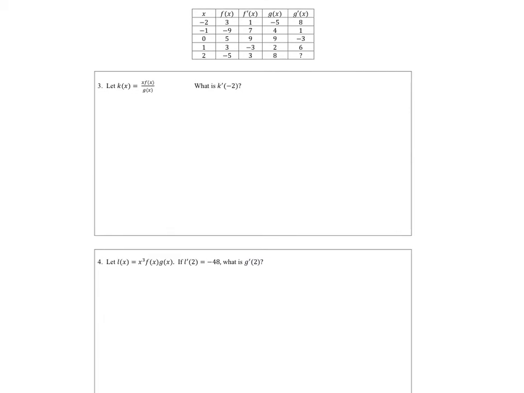All right, number 3, I'm seeing a quotient rule. K prime at x is going to be g of x times the derivative of the numerator. The derivative of the numerator is going to require the product rule. So the derivative of the first function times the second, plus the first function times the derivative of the second. Okay, so let's make sure we know what we're doing here. Denominator, derivative of the numerator.